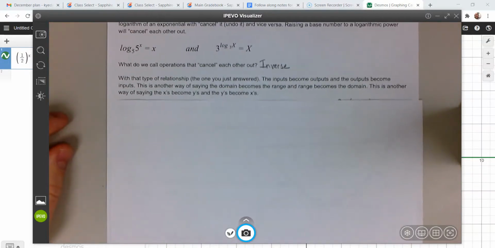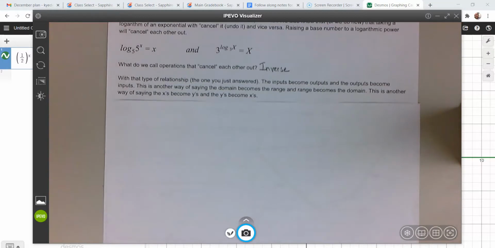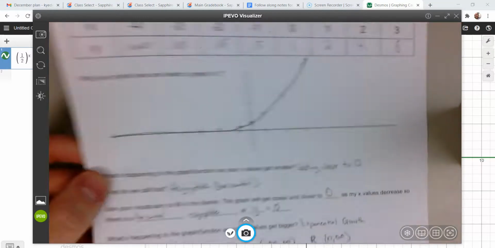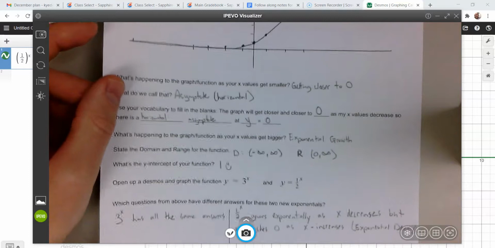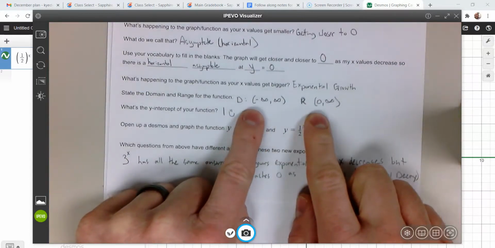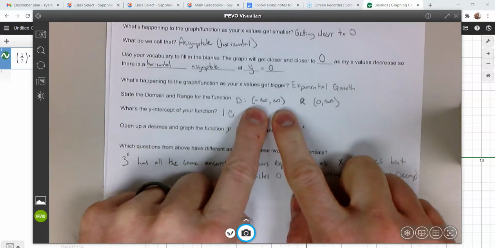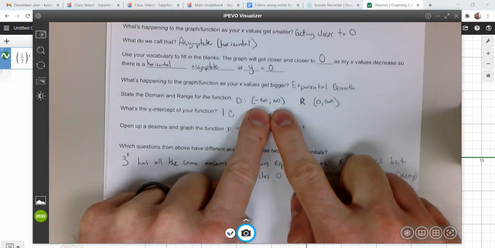X's become Y's, Y's become X's. Domain becomes range, range becomes domain. So our next question just says, what would the domain and range be for a logarithm? So what we're going to do is just look at our domain and range from the exponential. This is the exponential one, and just flip them. This is now going to become the range. The range of a logarithm can be any value, from negative infinity to infinity. That's what it gets kicked out.